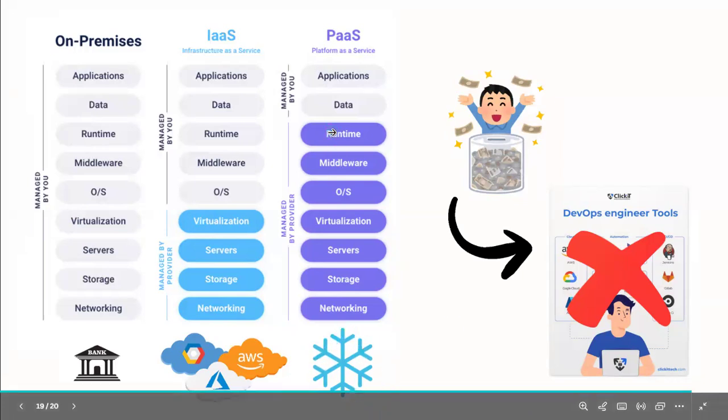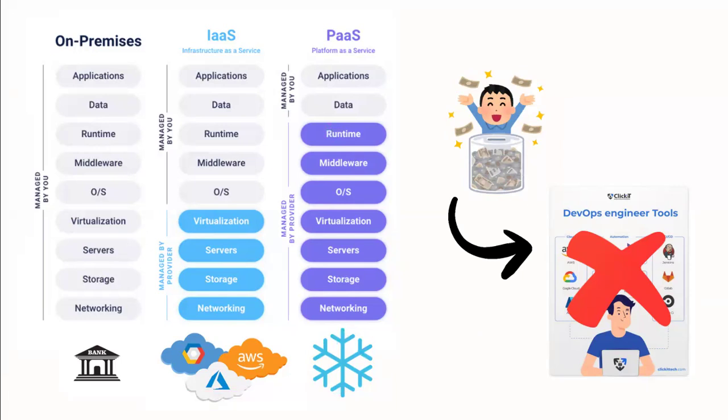So this method we call a platform as a service. Here we depend completely on a third party for infrastructure as well as environment setup. The third party will take care of everything. Here we don't require anyone.